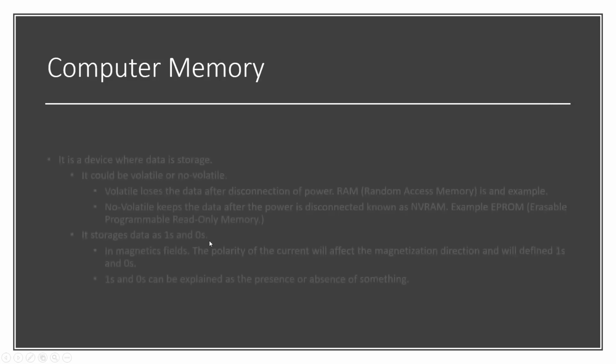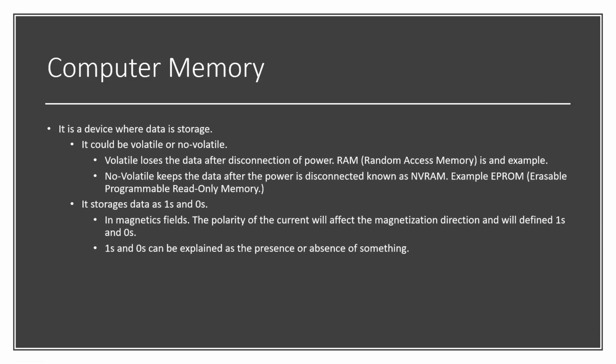Computer memory is a device where data is stored. It could be volatile or non-volatile. Volatile loses the data after disconnection of power. Random access memory is one example, RAM memory.